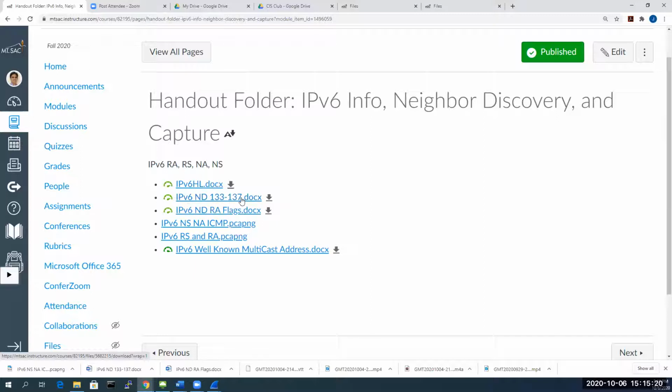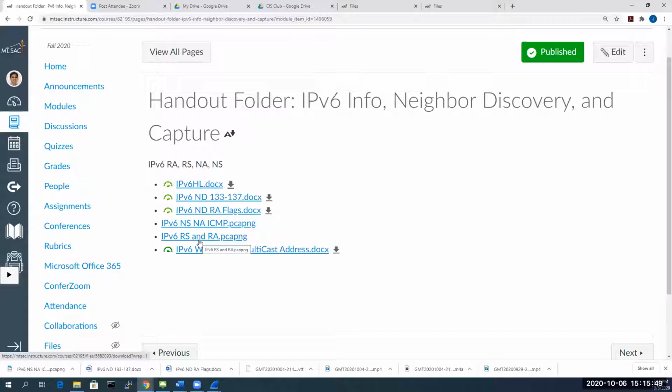We're going to go into the detail, and we are also going to take a look at the router advertisement flags, the M flag and O flag mainly, and the significance of that. And another document here shows the well-known multicast IPv6 addresses. And then those are the two capture files that we can take a look at.